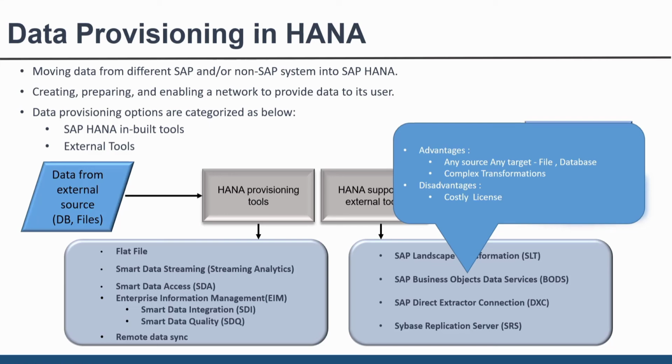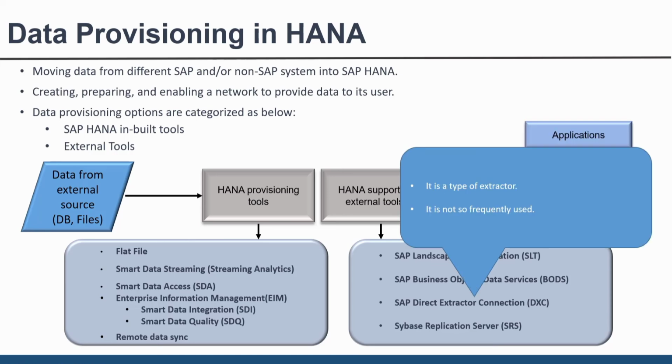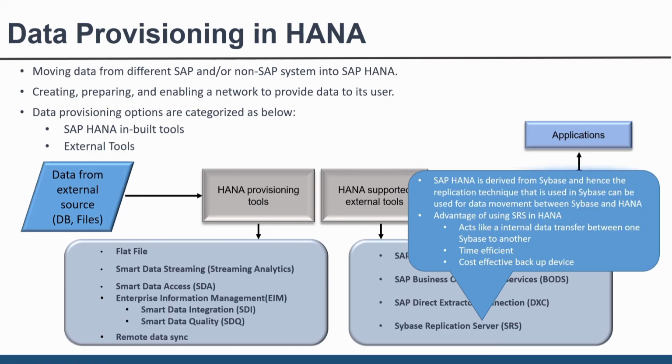The next tool is BODS, which is used for replicating the data from any source in HANA. It may be a file, it may be a database. It can also support complex transformations. However, the license cost is very high for BODS. Next one is DXC, which is also one of the extractor tools, but it is not used frequently.